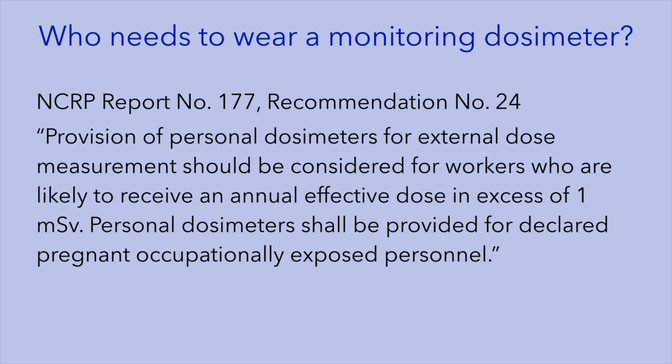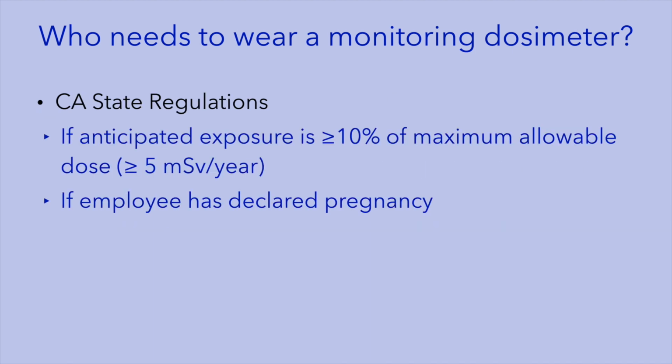read the dose. So who needs to wear a dosimeter? The NCRP recommends that if your anticipated exposure is more than 1 millisievert, you should wear a dosimeter. Also, occupationally exposed individuals who are pregnant should wear a dosimeter to document the dose during the period of pregnancy. California state regulations are slightly different. You are required to wear a personal dosimeter if your anticipated exposure is more than 10% of the maximum allowable dose. That is, if your anticipated exposure is more than 5 millisieverts per year. And employees who declare pregnancy should also be provided with a dosimeter.